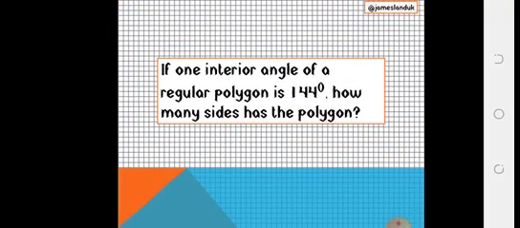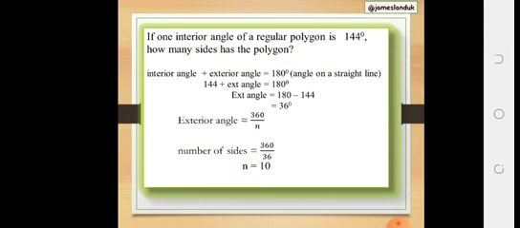If one interior angle of a regular polygon is 144 degrees, how many sides has the polygon? Straight away, we are told that one interior angle of a regular polygon is 144. Don't forget that interior angle plus exterior equals 180. So subtract 144 from 180, you get 36. With the formula exterior angle equals 360 over n, you now have 36. If you divide 360 by 36, that will give us 10. So it means that the number of sides in that polygon is 10.